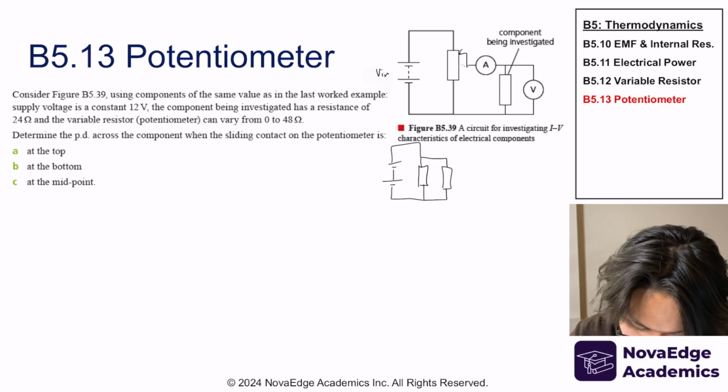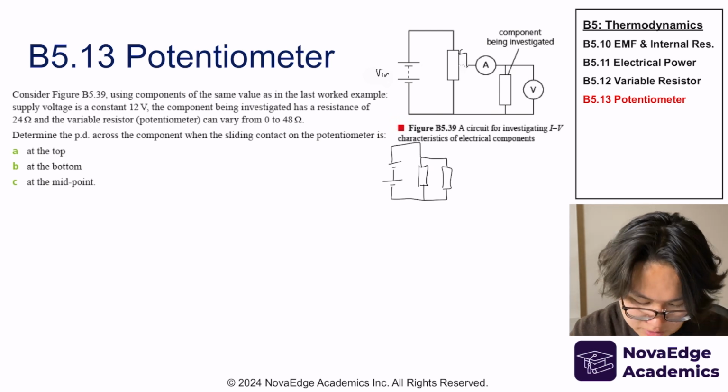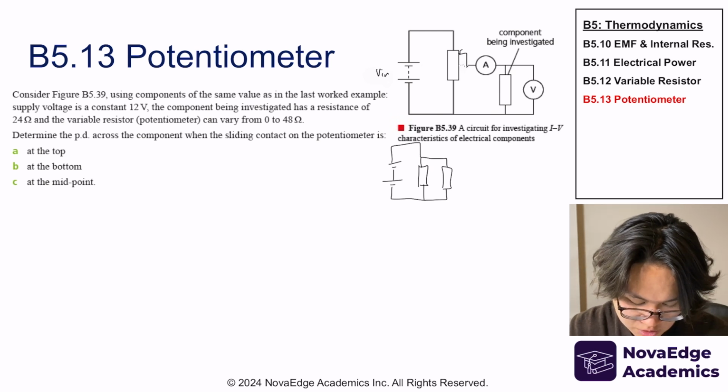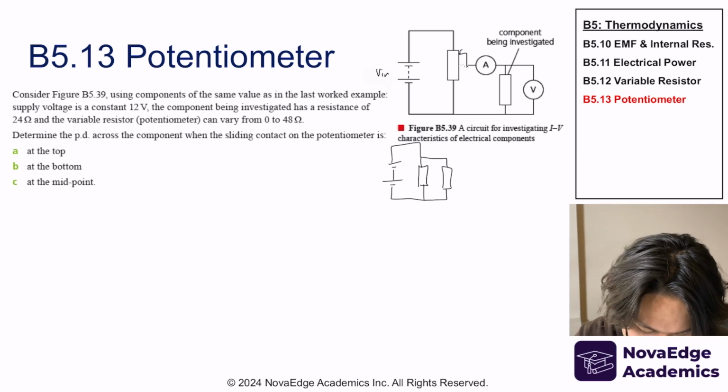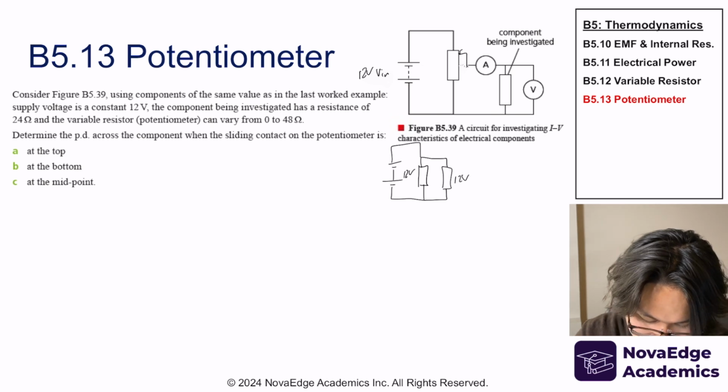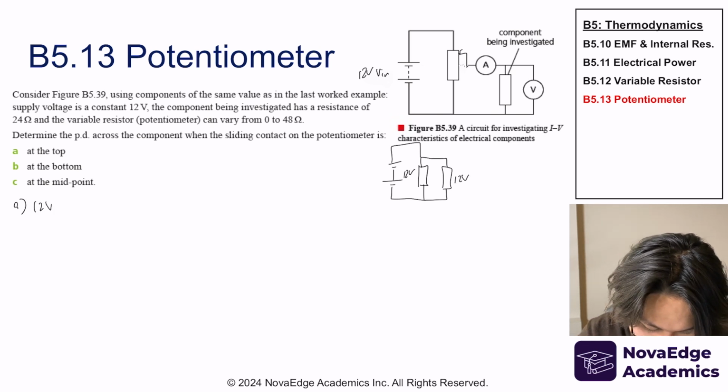Essentially like that, right? Because I'm connecting it to the top. So they're essentially in just a parallel circuit. So you can determine the potential difference across the component. Well, that's just going to be the same as this guy, 12 volts. So both of them are going to experience 12 volts. Okay, so the answer to A is 12 volts.